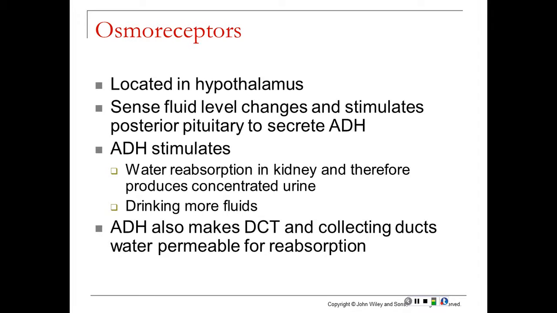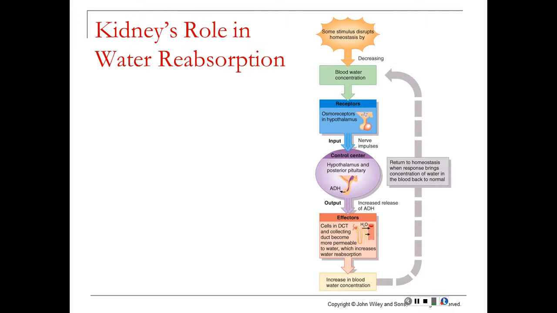You may remember that ADH is antidiuretic hormone. What is it going to do? It's going to stimulate that reabsorption of water in the kidney, and it's going to help that kidney produce a very concentrated urine. In other words, getting the water back from the filtrate, getting it back into your blood plasma. It's also going to stimulate you to drink more fluids. It's going to activate your thirst centers. ADH also makes the distal convoluted tubules and collecting ducts permeable to water for reabsorption.